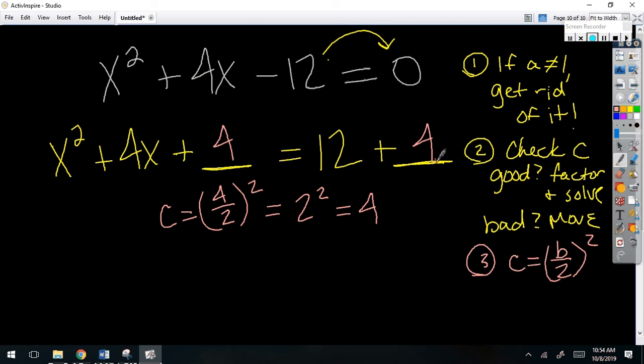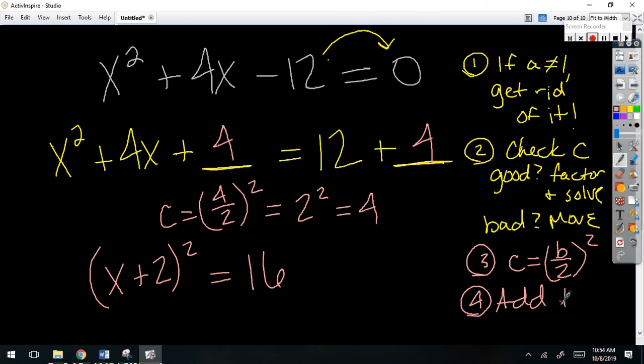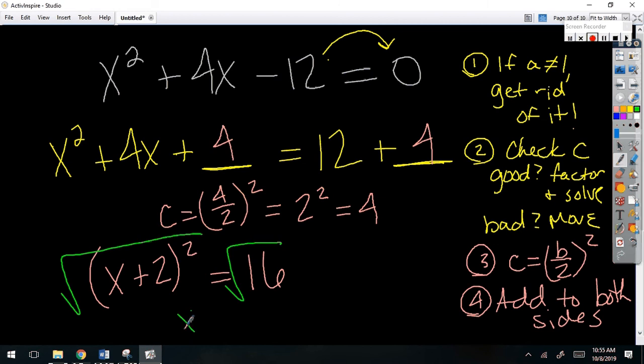You all with me? How does the left side factor? X plus 2 squared equals what? 16. So I should probably say add to both sides. And now we can solve, right? What's the square root of 16? 4. Plus or minus 4.